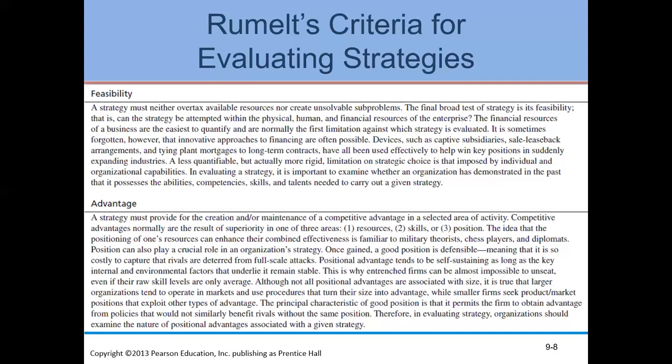Devices such as captive subsidiaries, sale leaseback arrangements, and tying plant mortgages to long-term contracts have all been used effectively to help win key positions in suddenly expanding industries. A less quantifiable but actually more rigid limitation on strategic choice is that imposed by individual and organizational capabilities.